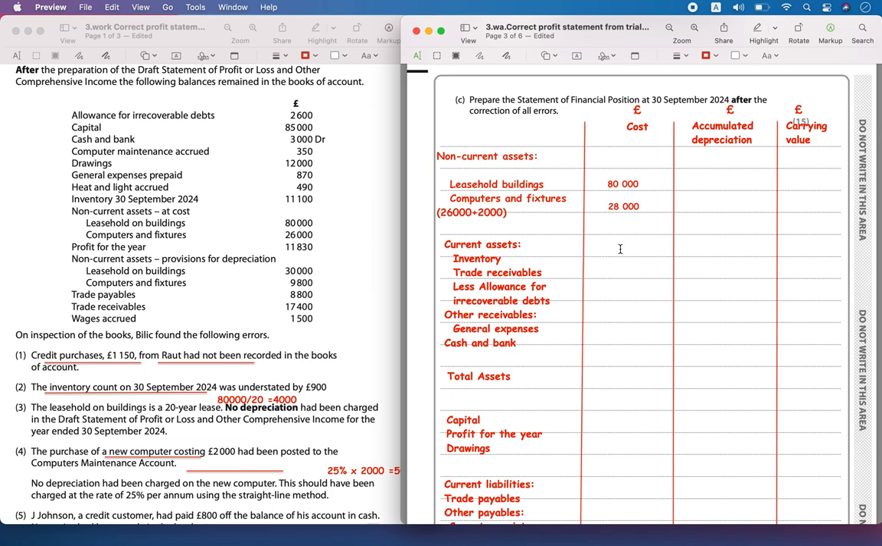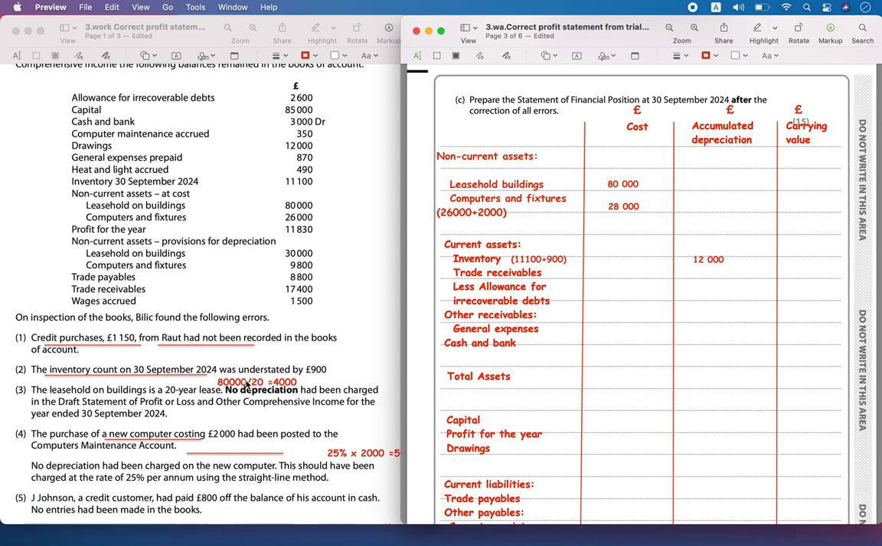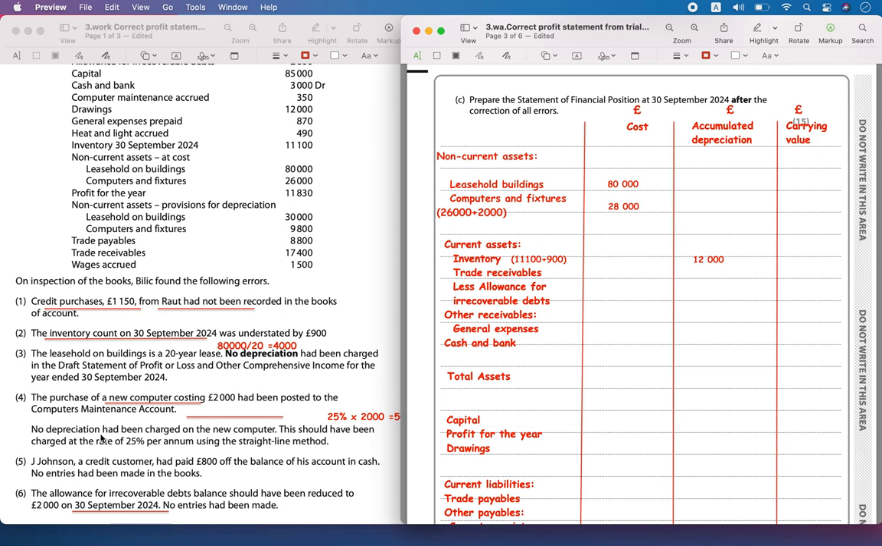Then the inventory count, closing inventory was understated by 900. So if we see the closing inventory value was 100. So let's write that. So it will become equal to 100 plus 900. So that value is going to be equal to 12,000. Okay, so the inventory value is going to be equal to 12,000. Then we have this leasehold on the buildings.